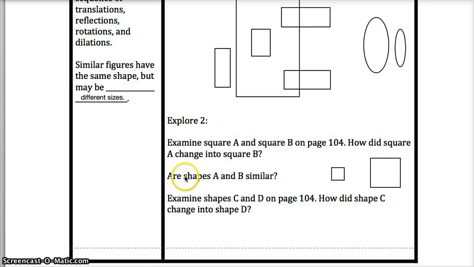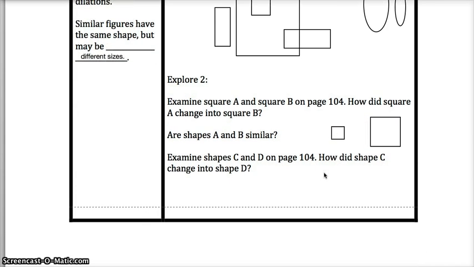And then the next question is, are shapes A and B similar? Well, if you go back to our definitions for similar shapes, they are the same shape, but they have different sizes. So these are the same shape, they're just different sizes.